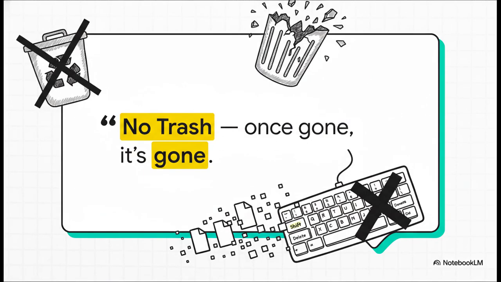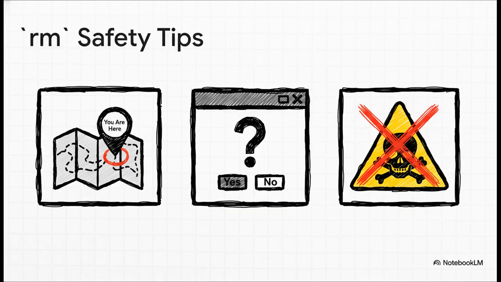Okay, but listen up because this is probably the most important thing you need to remember. With the rm command, there is no recycle bin. There is no trash can. Once you tell it to delete something, it is gone for good. It's the exact same as holding down the Shift key and hitting delete in Windows. It's permanent. Because rm is so powerful, you've got to be careful.